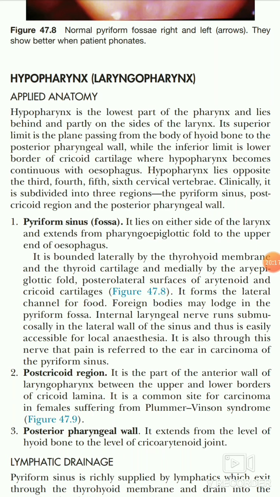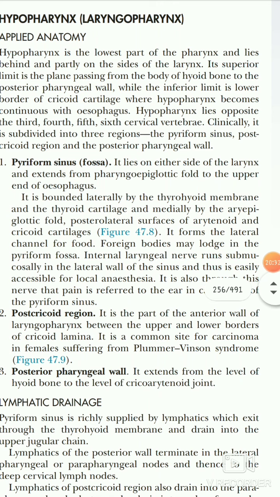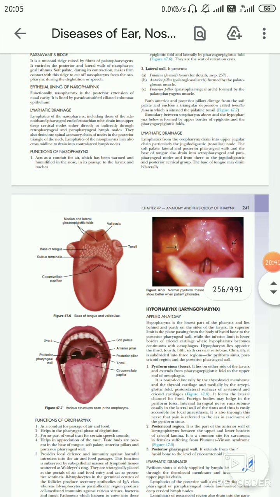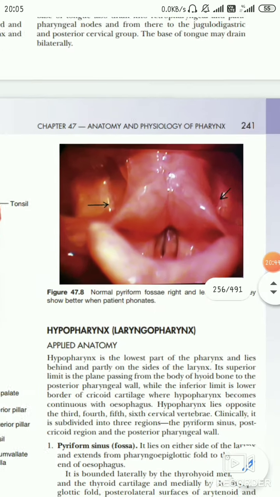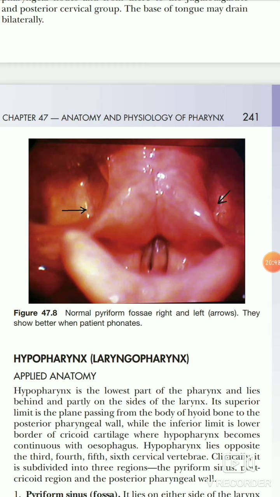Pyriform sinus or fossa. It lies on either side of the larynx and extends from the pharyngoepiglottic fold to the upper end of the esophagus. It is bound laterally by the thyrohyoid membrane and the thyroid cartilage, and medially by the aryepiglottic fold and the posterolateral surfaces of the arytenoid and cricoid cartilages. Figure 47.8. Normal pyriform fossa, right and left arrows. They show better when the patient phonates.